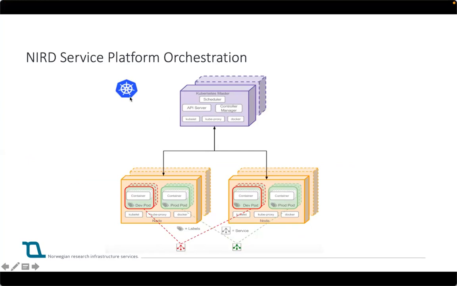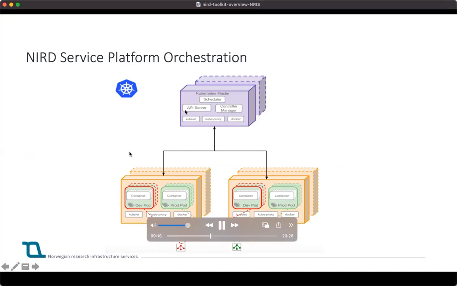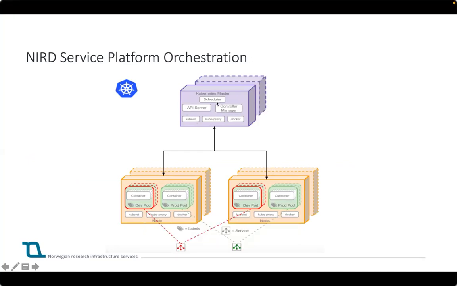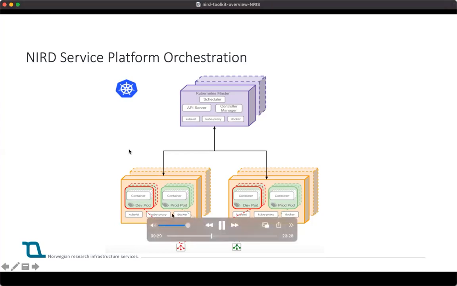So here's just a slide about the NIRD Service platform orchestration. This is how Kubernetes works. We have some master nodes that have a scheduler and other control mechanisms. And then we have worker nodes where the containers with the user-facing services are running.